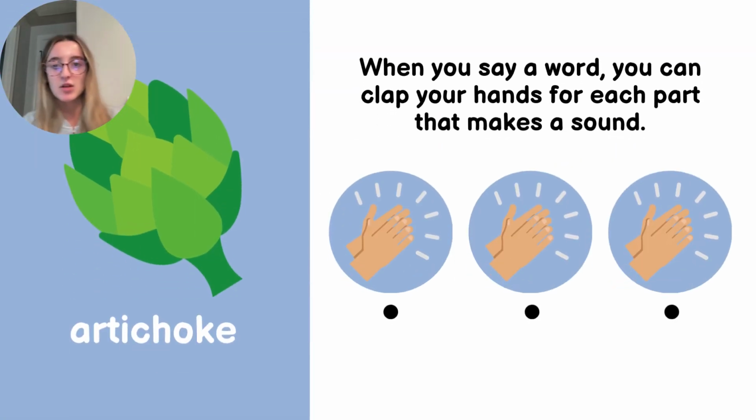All right. Now we're going to move to a little bit harder words. I'm going to do this one. This looks like an artichoke. Let's count this. Ready? Artichoke. That looks like 3 syllables to me.